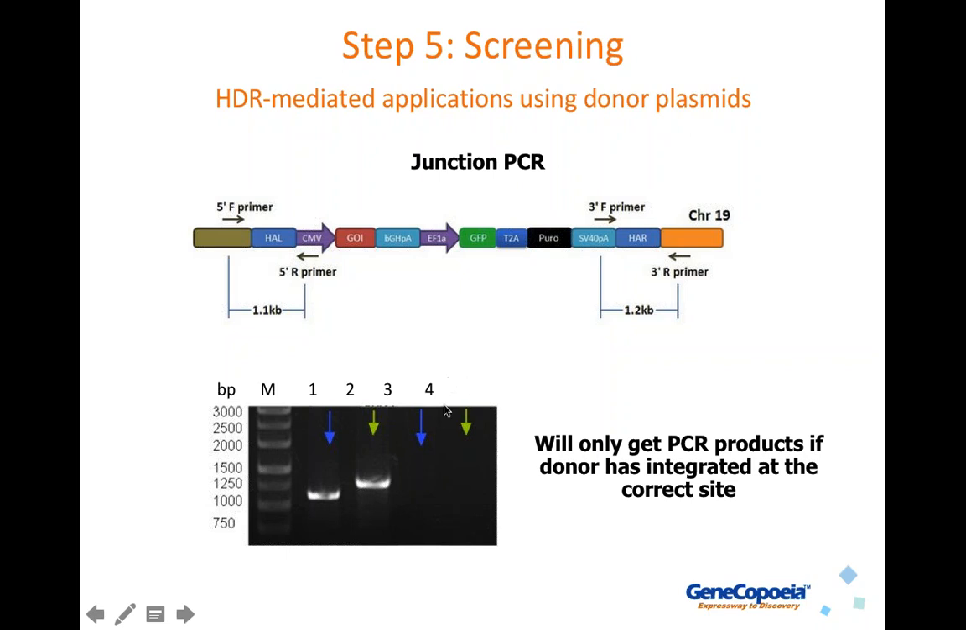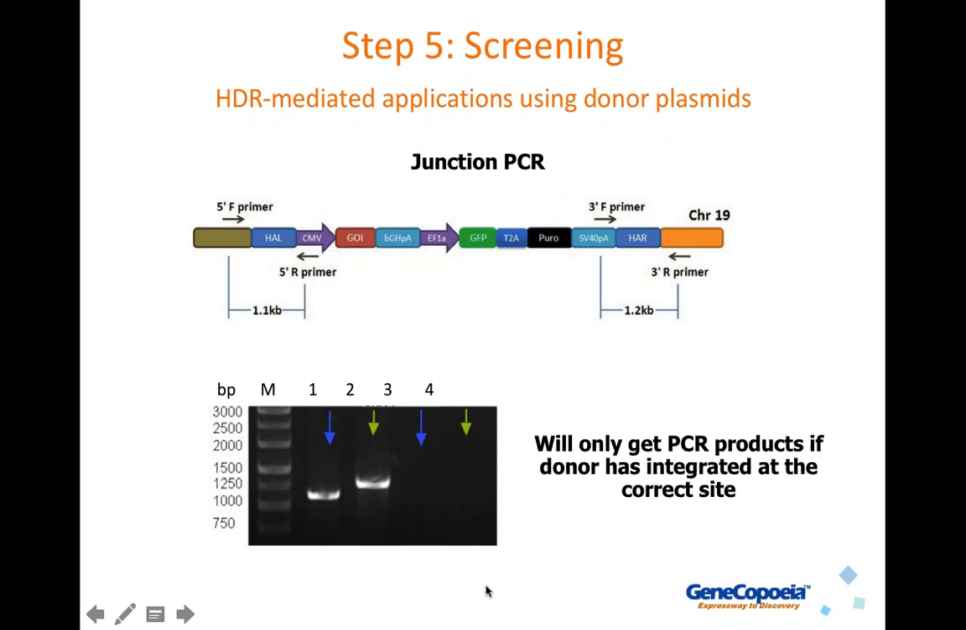We show double junction PCR from 2 different clones that were isolated for puromycin resistance. Lanes 1 and 2 come from PCR products from one of these puromycin resistant clones, and we get amplification with both sets of PCR products. So that's good. That tells us that the integration occurred in the correct place. But on the other hand, the 2 PCR products in lanes 3 and 4 are negative.